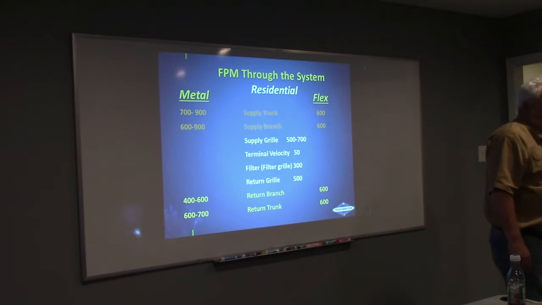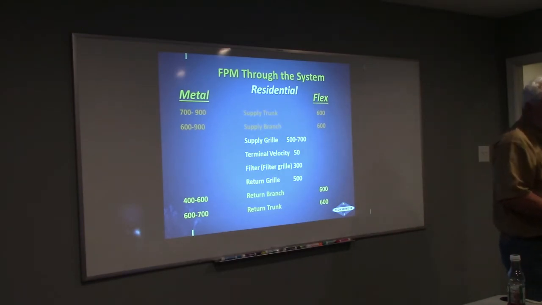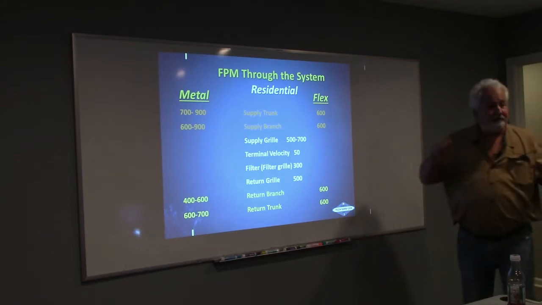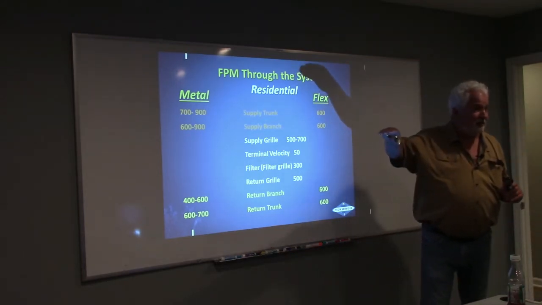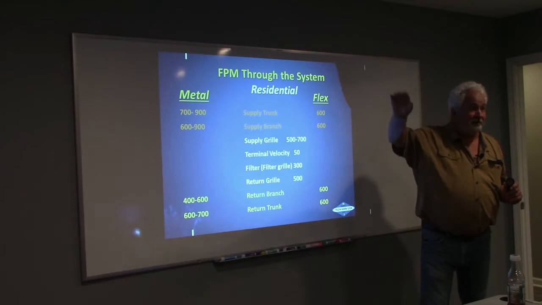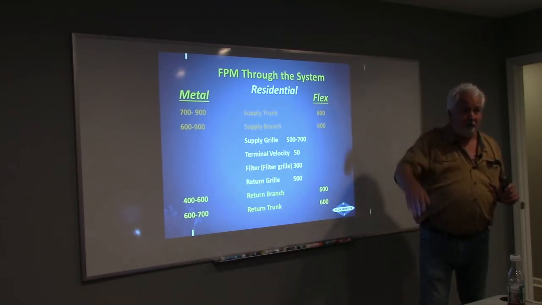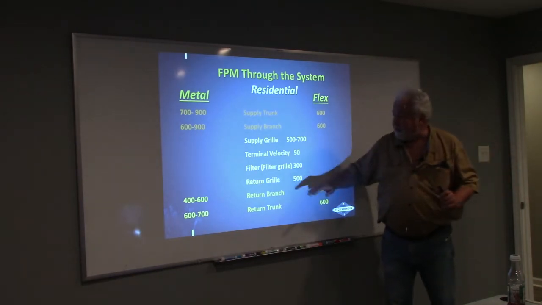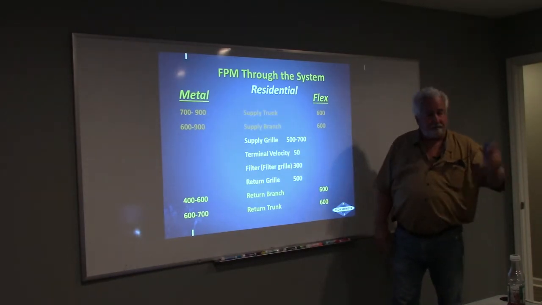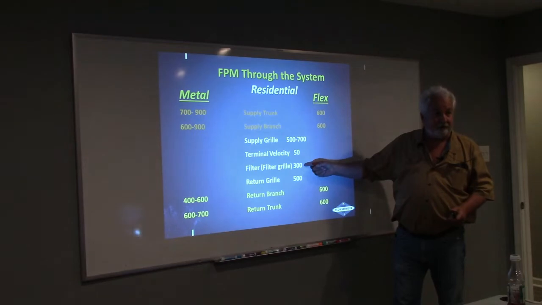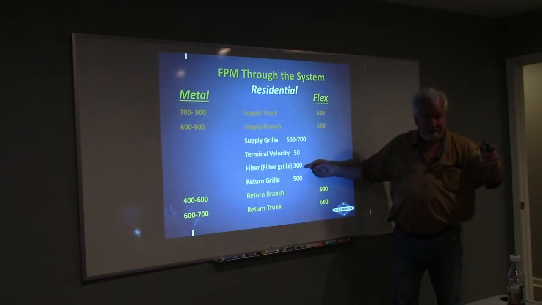If it's cold air, it's going to start to fall. If it's warm air, it's going to start to rise. Terminal velocity is where it quits going in the direction you wanted it to go and it starts reacting to thermodynamics, okay? It's going to either rise up or fall down. Terminal velocity. Filter grills. I want that air at 300 feet per minute through a filter grill because of the filter, is that right? Good.